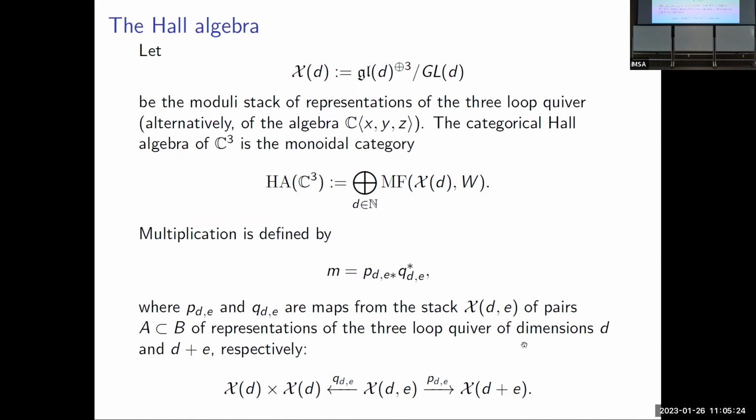So here, for example, pairs A and B of representations of dimensions D and D plus E. And then you have the forget-the-subrepresentation map to X_{D+E}. And then there is pullback, there is push forward. These potentials are compatible along these maps. So one gets a product on these categories of matrix factorizations. So this will be the Hall algebra of the point.